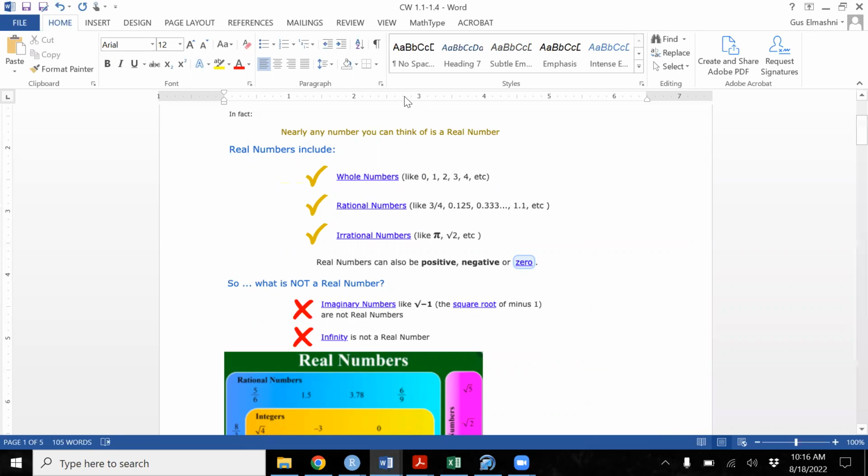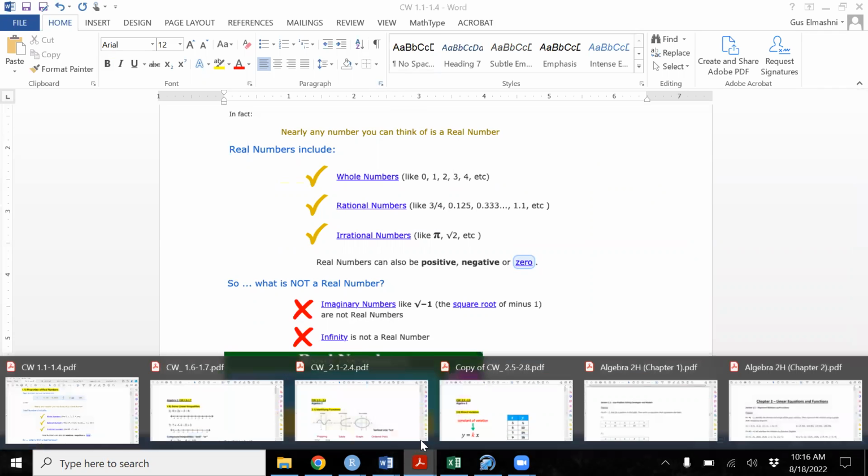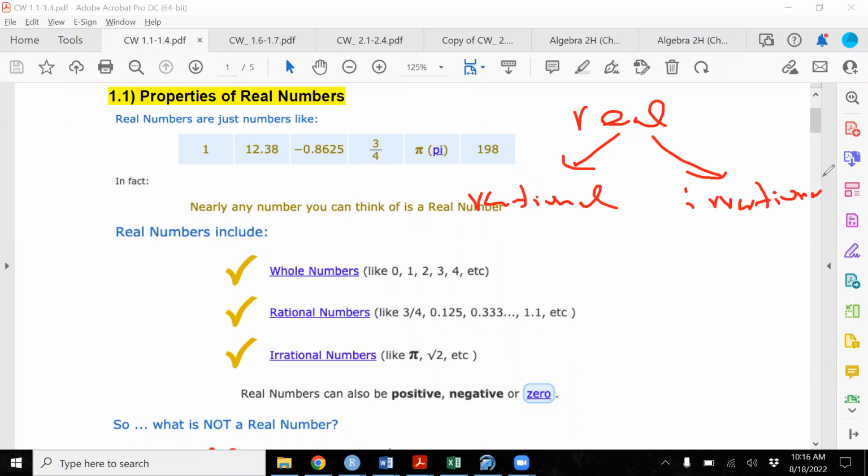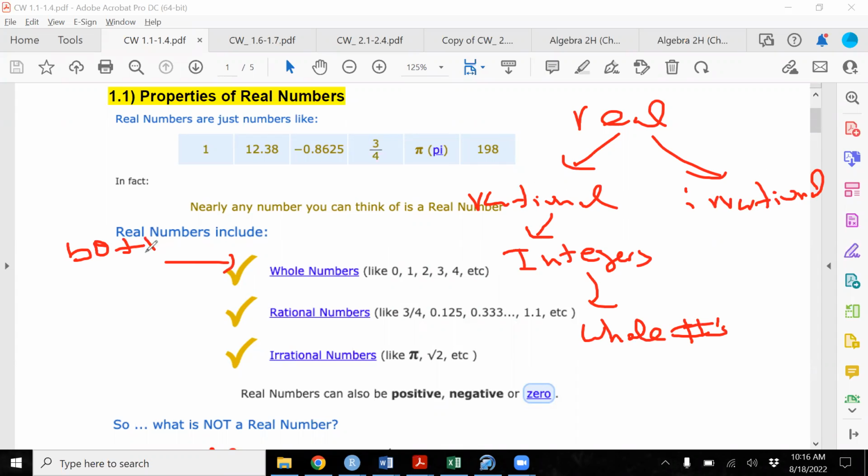Okay. After I do the breakdown, let me write the breakdown again. And let me go to my PDF. There we go. All right. So again, real numbers, top of the food chain. Then it splits off into rational and irrational. So I'm just copying what I wrote earlier. Now, the rational actually breaks down even further. Integers and whole numbers. Whole numbers is kind of like the bottom of the food chain.